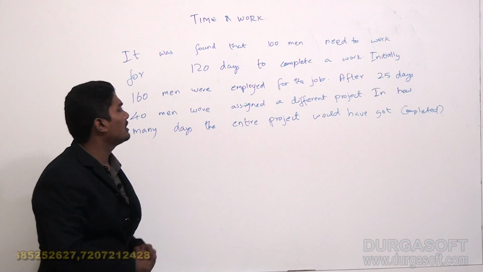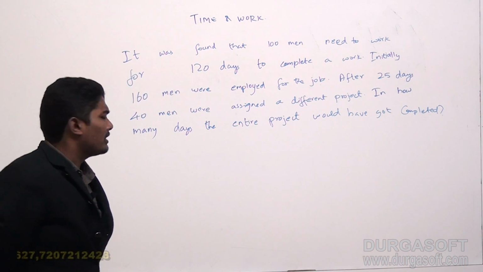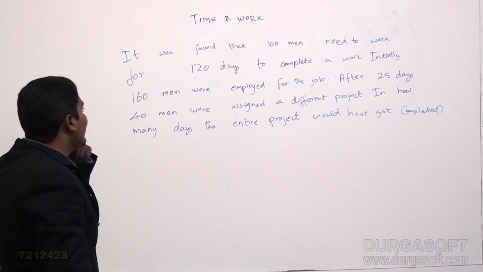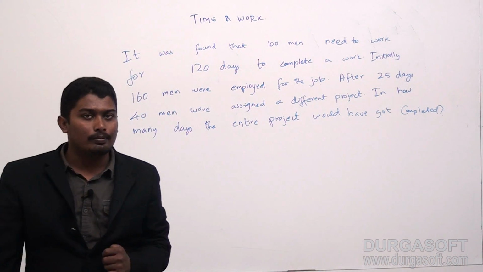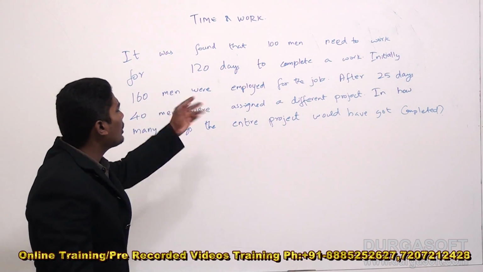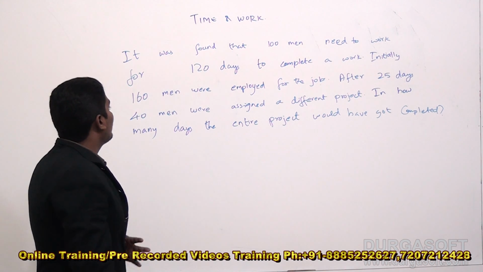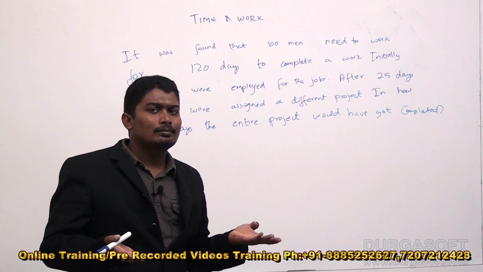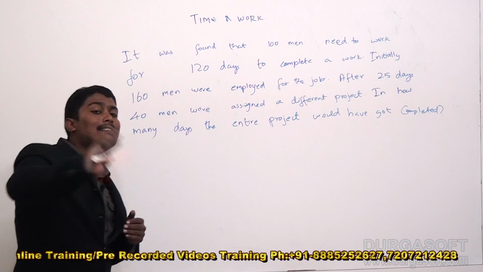If you look at this, the question is not as easy as it looks. The reason is, here there are 3 different problems combined to form one single question. Initially they say that 100 men need to work for 120 days to complete a job. But they are not employing 100 men, they are employing 160 men. After employing 160 men, all the 160 men do not work the whole time. They initially start working, but after 25 days, 40 men will leave the job.